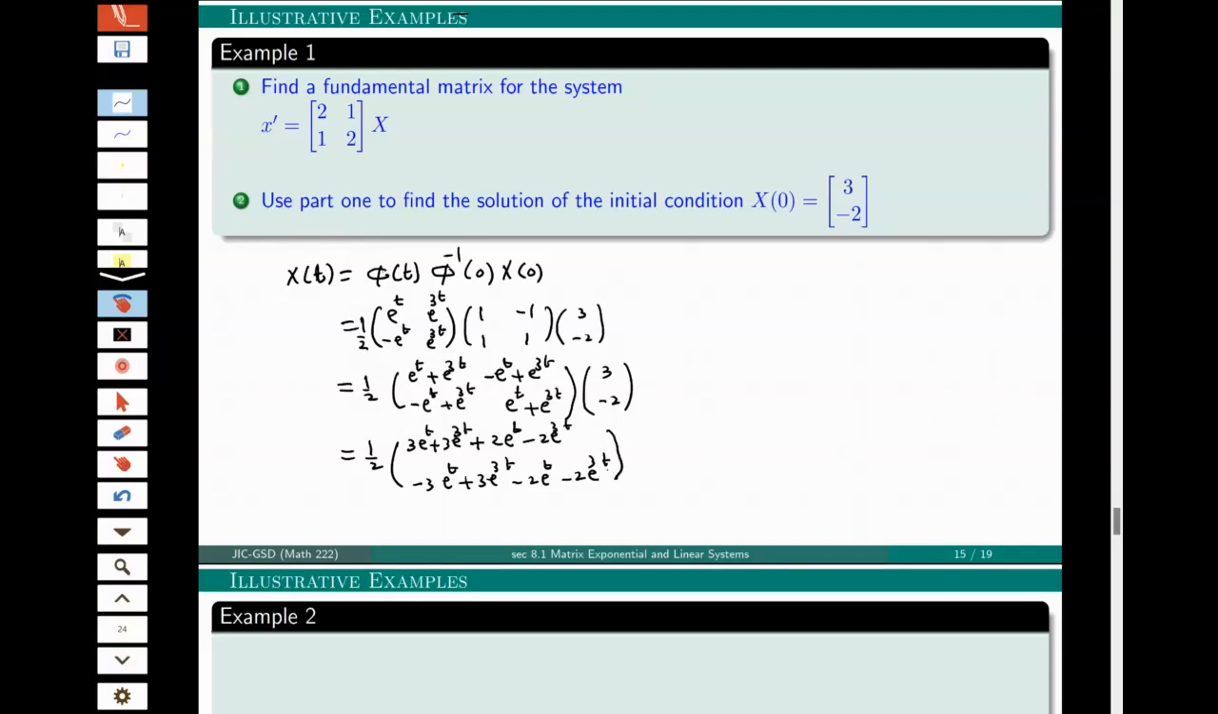That is the multiplication. So we can simplify this one to say I have here 3 plus 2, it's 5 e to the power t, and 3 minus 2, it's 1 e to the power 3t. Okay, and here we have minus 3 plus 2, minus 5 e to the power t, and here we have 3 minus 2, times 1 e to the power 3t. That will be the solution of the fundamental theorem.